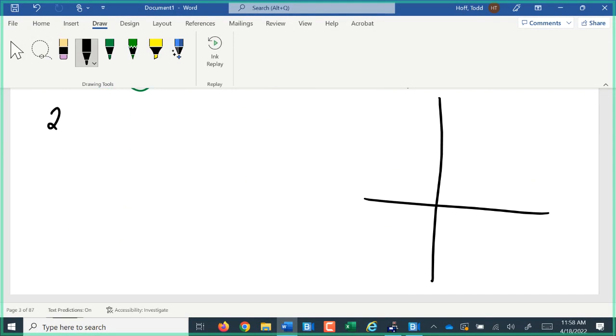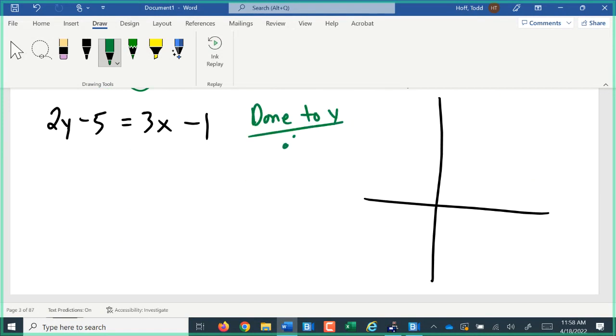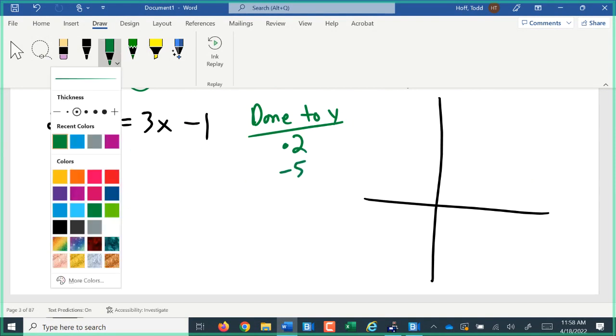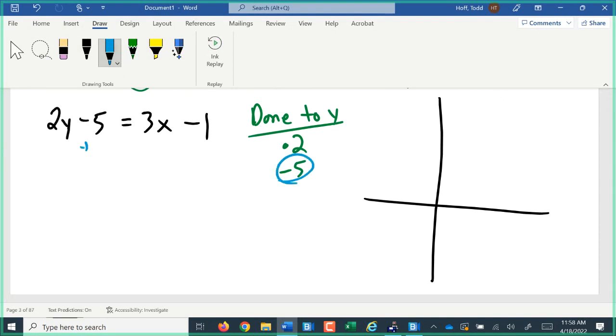Let's do 2y minus 5 equals 3x minus 1. Let's go with that. So here, if we look at what's being done to y, it has been multiplied by 2, and then the 5 has been subtracted from it. When we go to take that apart, we take off the last piece first. That's the minus 5. So we add 5. Remember, when we add or subtract, we need the same name. We can only do it to one piece on each side.